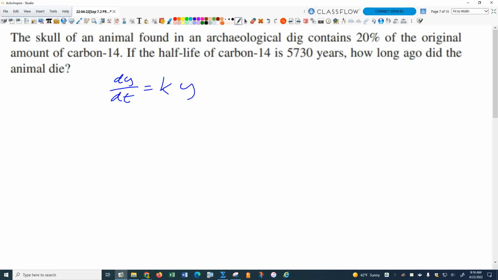We know the solution to that. We could do the math, but we're going to get the same result every time: y of t equals y naught e to the kt, right? y naught is the original amount, which we don't know, but we don't need to know because we're talking about percentages. So those are going to cancel anyway, but we do need k. So how am I going to find k?